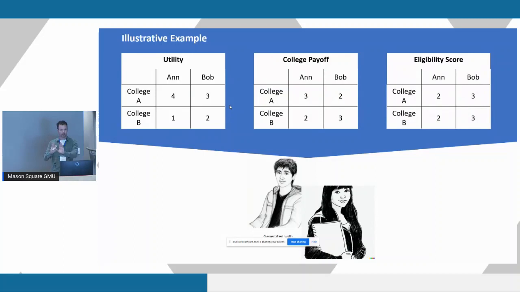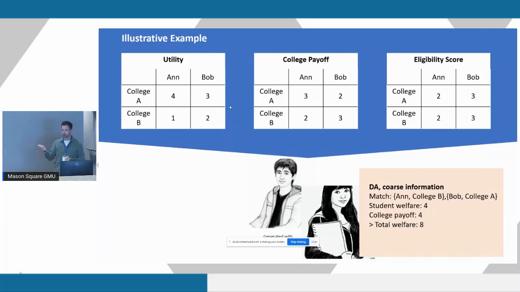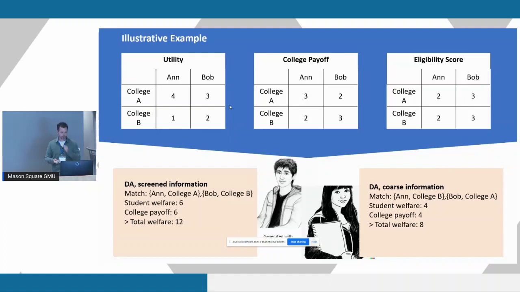Now, at the surface level, we have the eligibility score, and there Bob actually had the highest test score, so he will get admitted first if we just run it with test scores. I already spoiled this, but if we are using the coarse information, so only the eligibility score, then Anne is admitted to college B and Bob is admitted to college A, and it gives us a total welfare of 8. What about the other way that we could implement this in deferred acceptance? Well, we screen everyone. Actually this gives us a higher gross total welfare. We have a total welfare of 8 or 12, but what if we introduce the application cost, so that it's costly both for the applicants to solicit an application in terms of time spent, but also for colleges to screen the applications, then we have a net total welfare of 8.